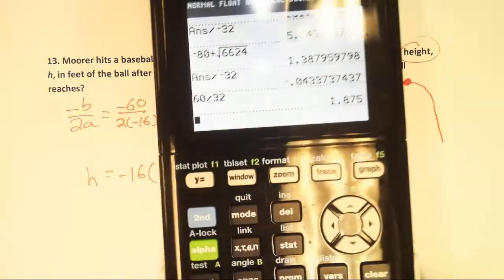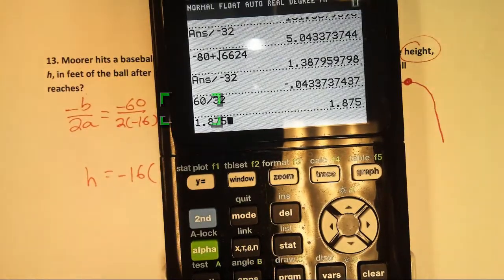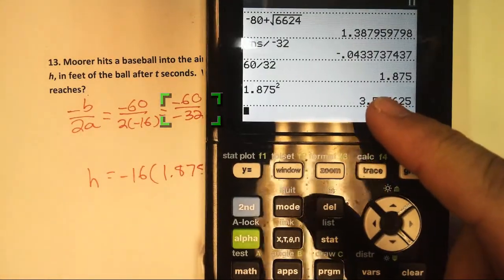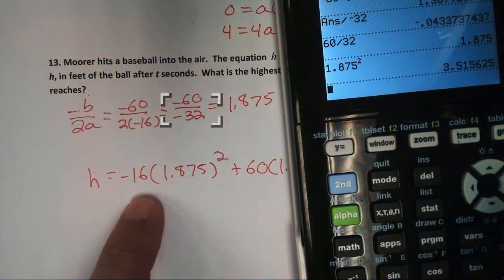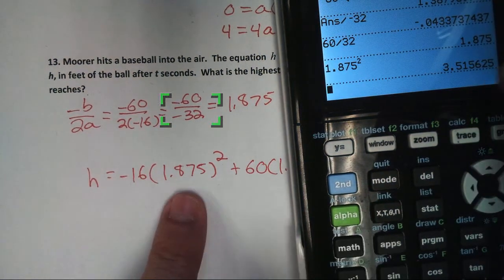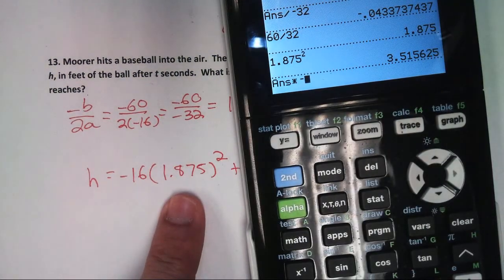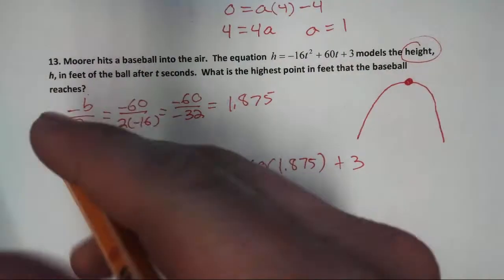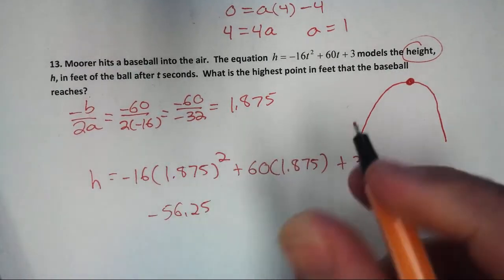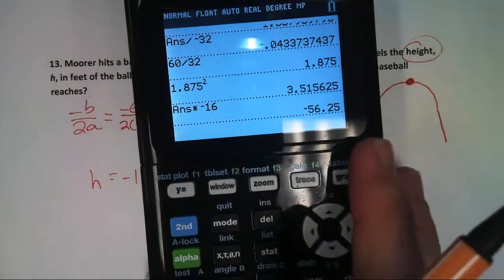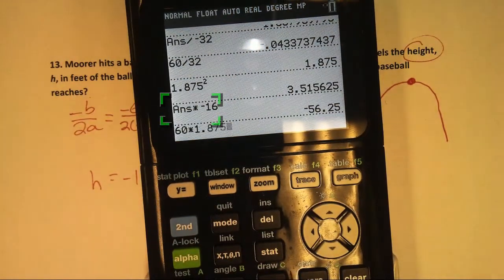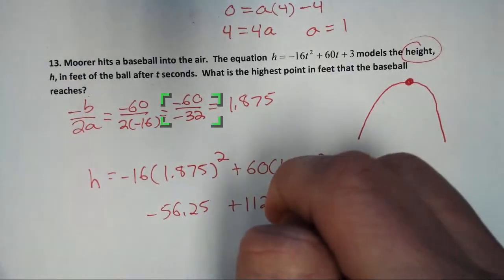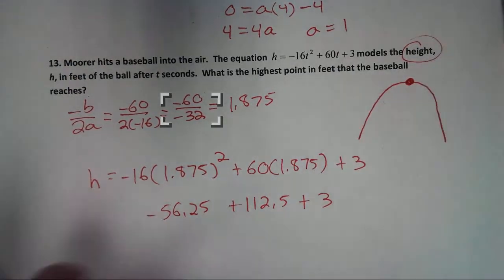If we do the order of operations, we're going to square the 1.875 first. So we square it, which gives us this number. We can't round this number. We never round until the end. So it's negative 16 times what the 1.875 squared was. So now we're at negative 56.25. We can do the multiplication here, which is 60 times 1.875, which is 112.5. So plus 112.5. And then we have a plus 3.